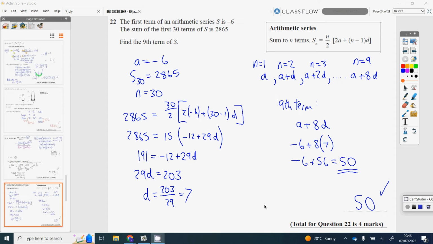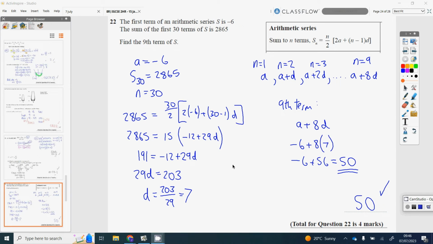Question 22. The first term of the arithmetic series is minus 6, so a equals minus 6. The sum of the first 30 terms is 2865, and they've got 30 terms, so n equals 30. So substituting these three facts into the given formula at the front of the exam, I can work out what d is. I've just substituted in here, processed the algebra, and I get d being 7.